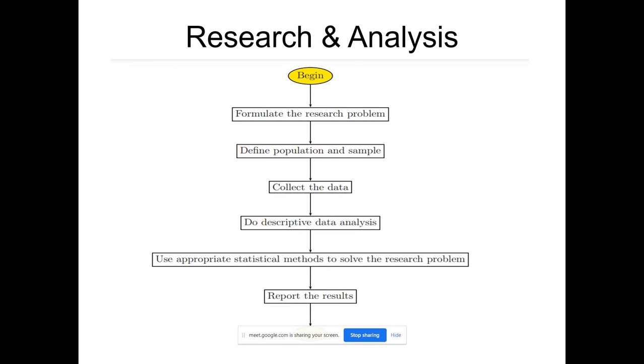Sampling means you will take out a few. There are multiple markets, but you will visit only one or two markets, or you can visit multiple shops in the same market. From the same market you can purchase. So defining population and sampling is important. It depends on your resources also.